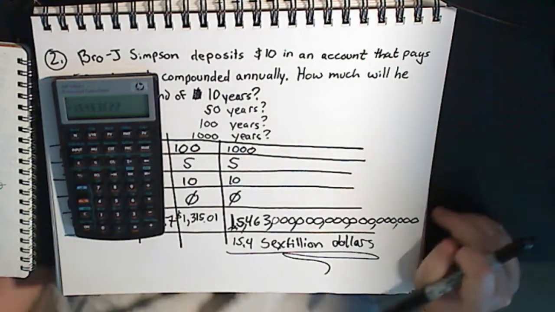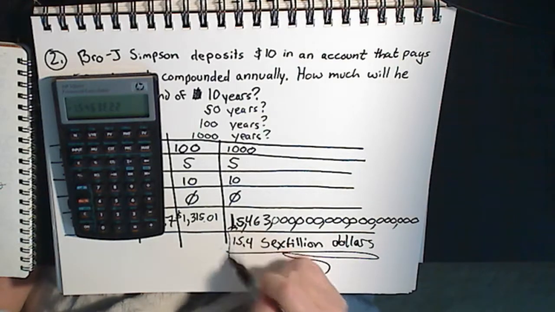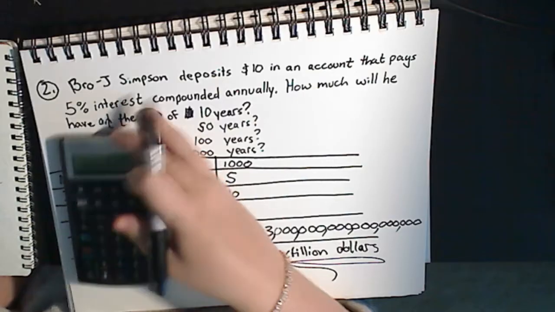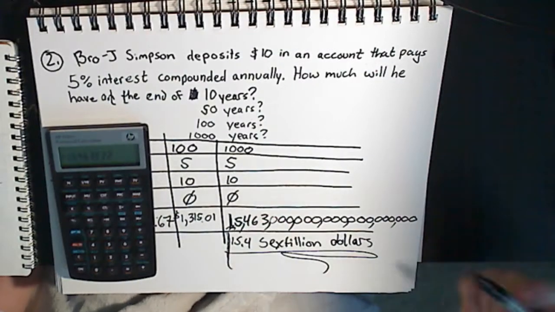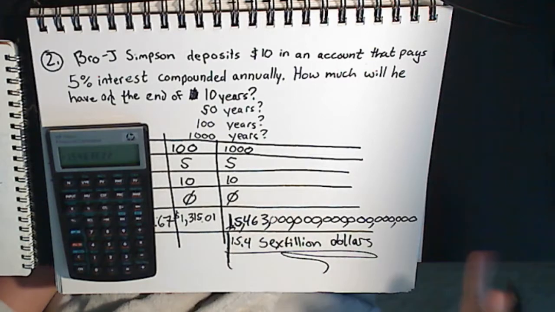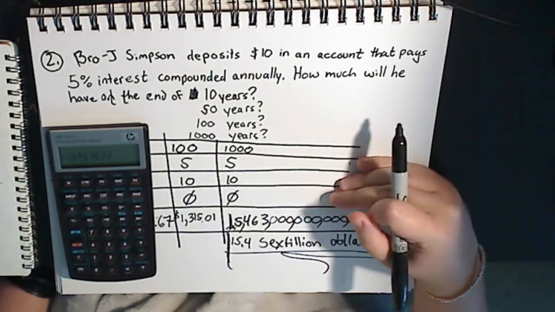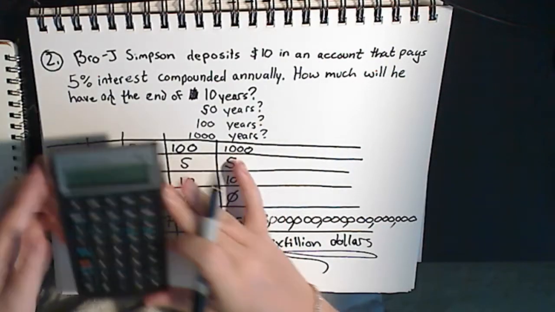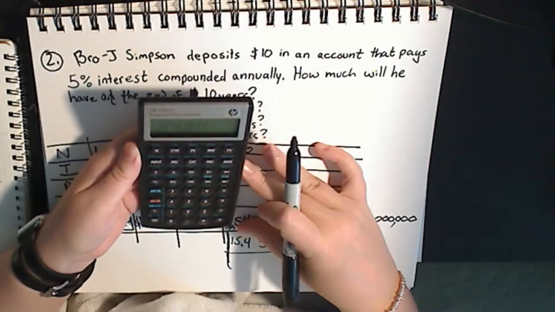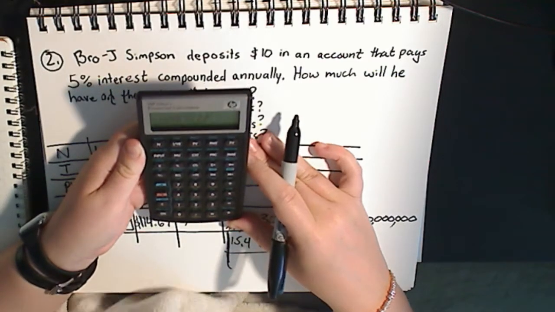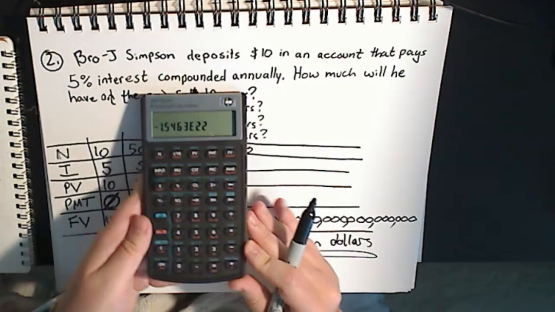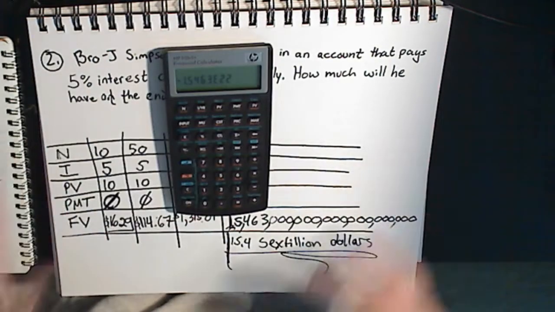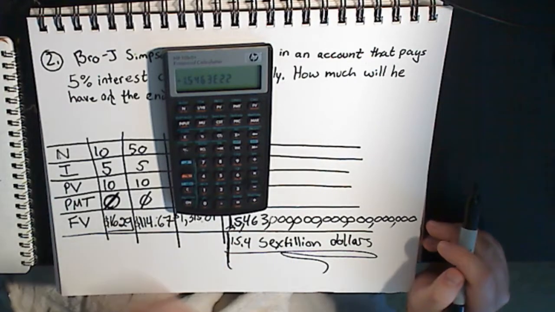So if you've got a long time to wait, you can become very rich if you can get a 5% interest rate for 1,000 years. So all you immortals out there, take note of the sheer power of compound interest. This has been practice of time value of money with the HP 10B2 Plus financial calculator. And that is that. $15.4 sextillion.